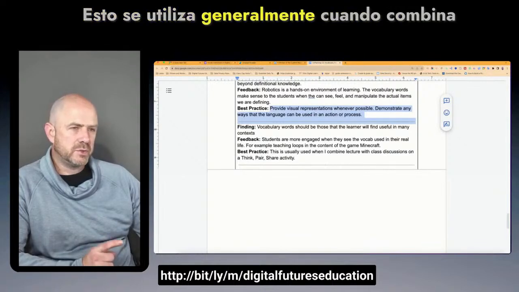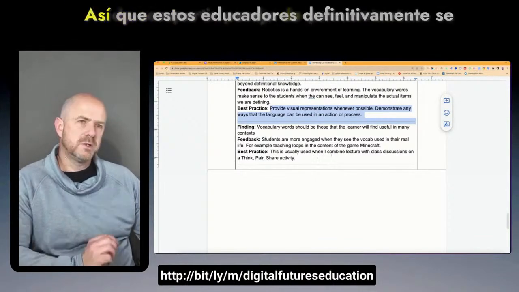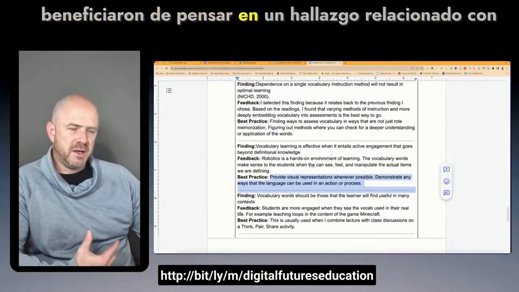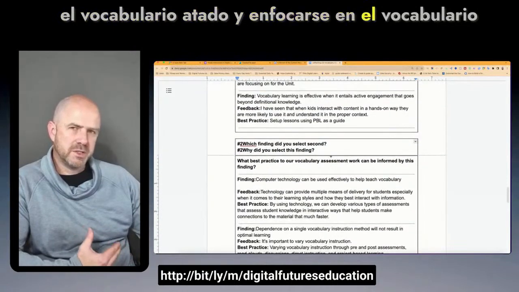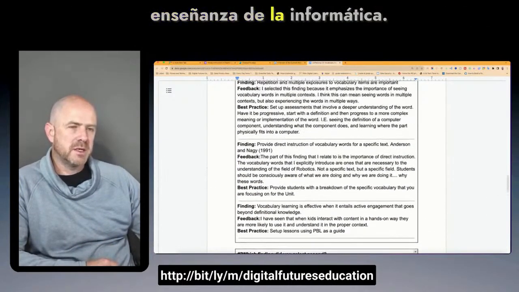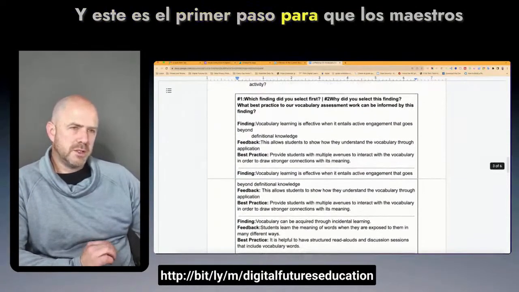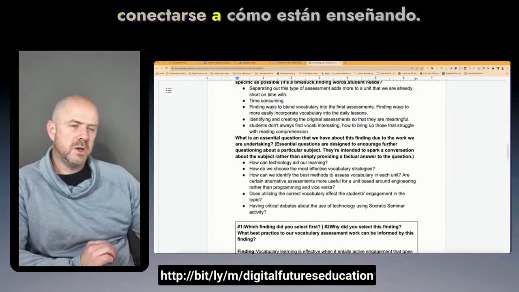This is usually used when I combine lecture with class discussions in a think, pair, share activity. So these educators definitely benefited from thinking about a finding related to tiered vocabulary and focusing on vocabulary as an integral part of teaching computer science. And this is the first step towards getting teachers to understand how these terms can then connect to how they're teaching.